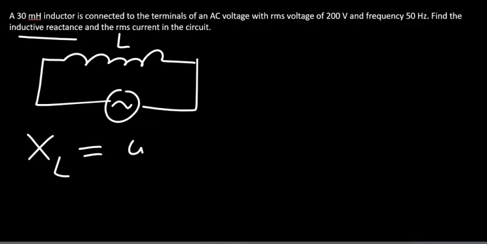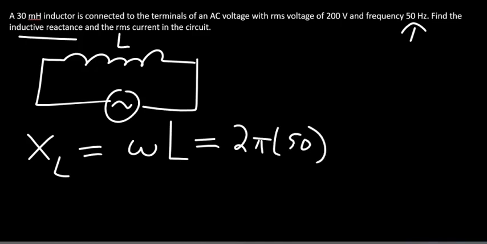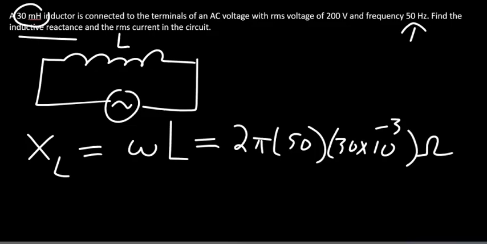It's the same as the angular frequency times the inductance. Now angular frequency in terms of the usual frequency is 2 pi times the usual frequency, 50 Hz, and the inductance in this case is 30 millihenry. So 30 times 10 to the power minus 3 Henry, and the answer will be in ohms, which will give you an answer of 9.42 ohms.